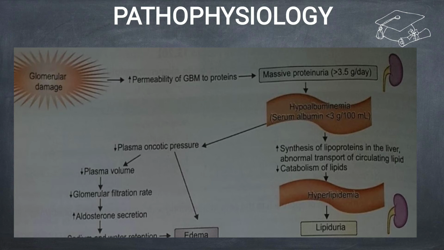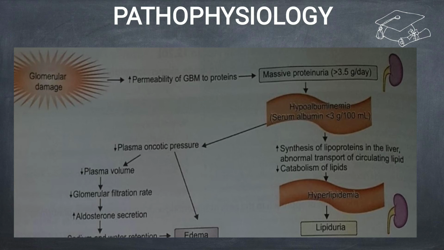And next, there's increased synthesis of lipoproteins, but there's decreased catabolism, so that leads to hyperlipidemia. When there's hyperlipidemia, these lipids go for filtration, but because there's glomerular damage, there's leakage of these lipoproteins. Now these lipoproteins are reabsorbed by our renal tubular cells, and there they are shed along with the degenerated cells. So in urine we get fat bodies, which indicates lipiduria.